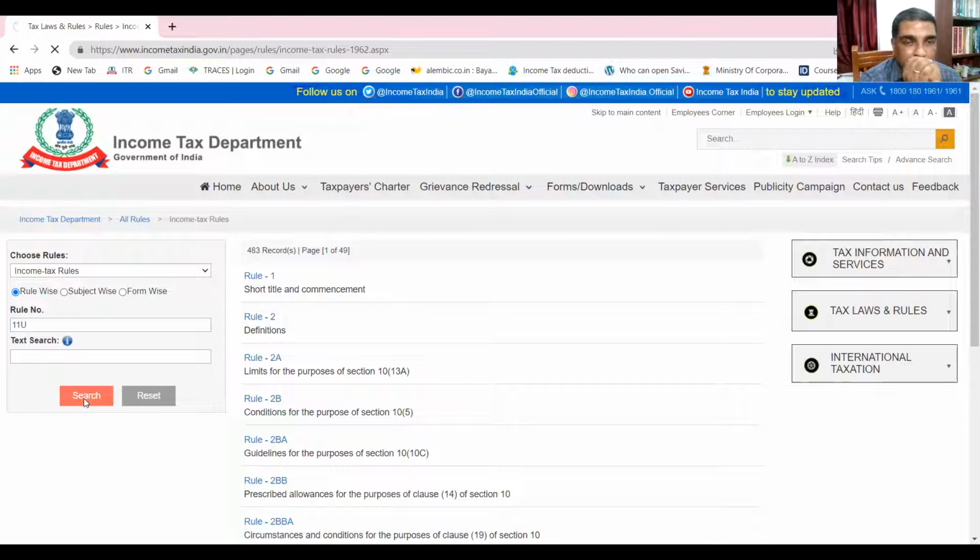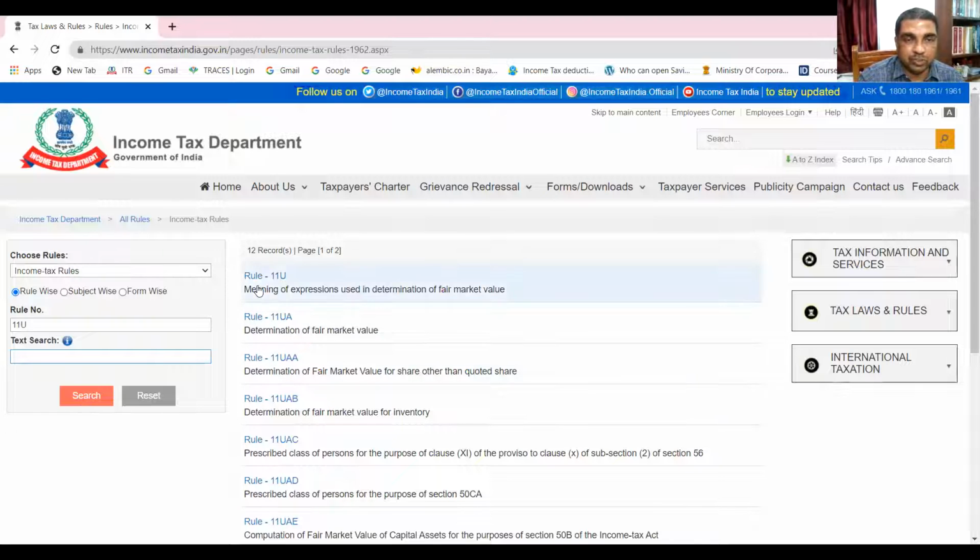Now you see, are you able to see? 11U. Can you read it? What is the meaning of this? Meaning of expressions used in determination of fair market value. So it has been defined. Now read the next rule, 11UA: determination of fair market value. Then 11UAA: determination of fair market value for shares other than quoted shares. Then 11UAB: determination of fair market value for inventory. So you see, various rules are there which discuss how you need to arrive at the fair value.